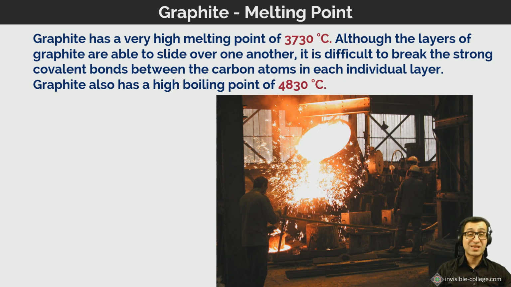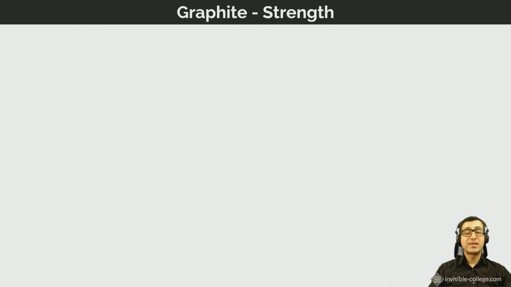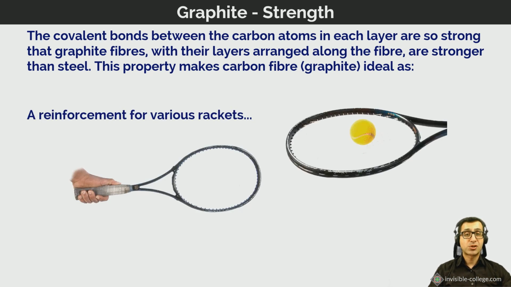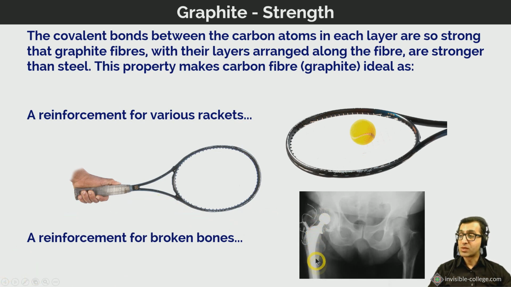Because it can withstand these kinds of high temperatures, another use of graphite is in foundries, where it's used to make industrial crucibles for heating metals. Now, the covalent bonds between the carbon atoms in these layers of graphite are so strong that when you make graphite fibers with their layers arranged along the fiber, these are stronger than steel. This makes carbon fiber, which is made of graphite, ideal as a reinforcement for things like tennis rackets and squash rackets. It's also used in medicine as a reinforcement for broken bones, and you're seeing that here in this X-ray.